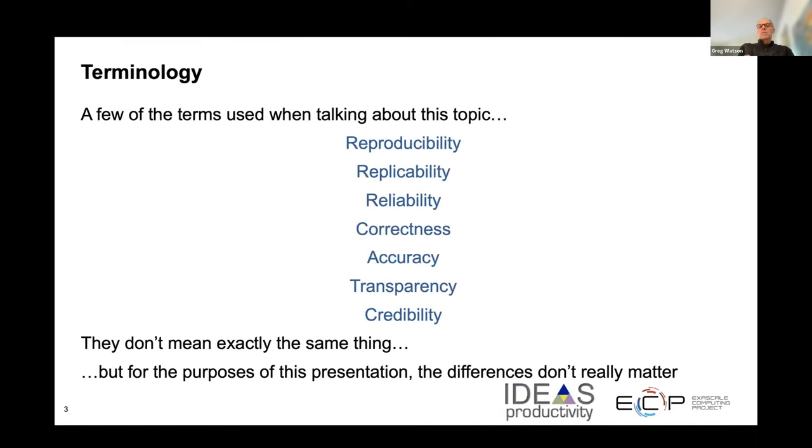Okay, so we're going to be talking about reproducibility and replicability, but there's a lot of terms that are sort of used when talking about these topics. So you'll hear reliability, correctness, accuracy, transparency, and so forth. And they all have specific meanings, but really the differences don't matter so much for this presentation. We're going to really be talking mainly about the first two, although some of the other words will come up during the presentation.